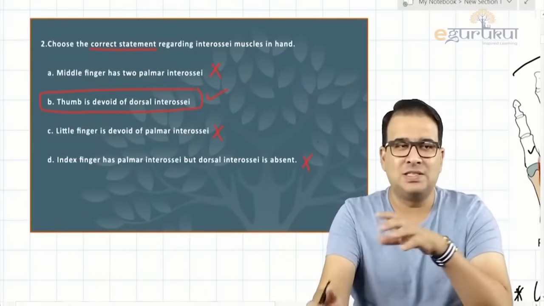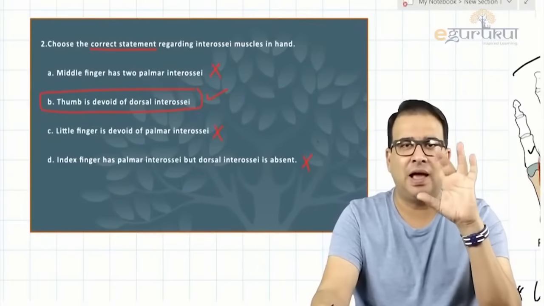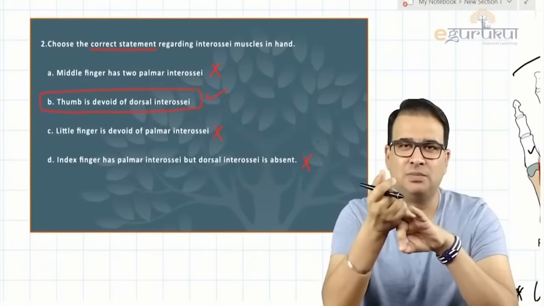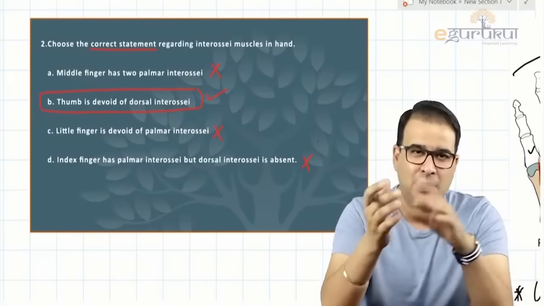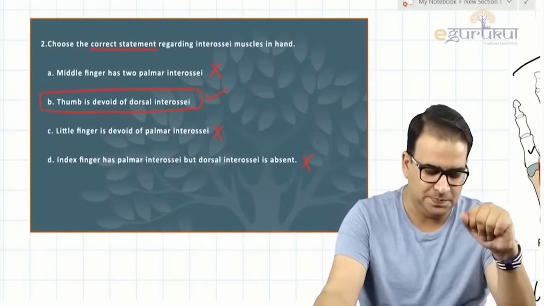So whenever you think of what is absent or what is present, you just have to think about the thumb, little finger, and the middle finger here. Index finger and ring finger, there is no question about it. They both have interossei, palmar as well as dorsal. So the answer to question number 2 is B.